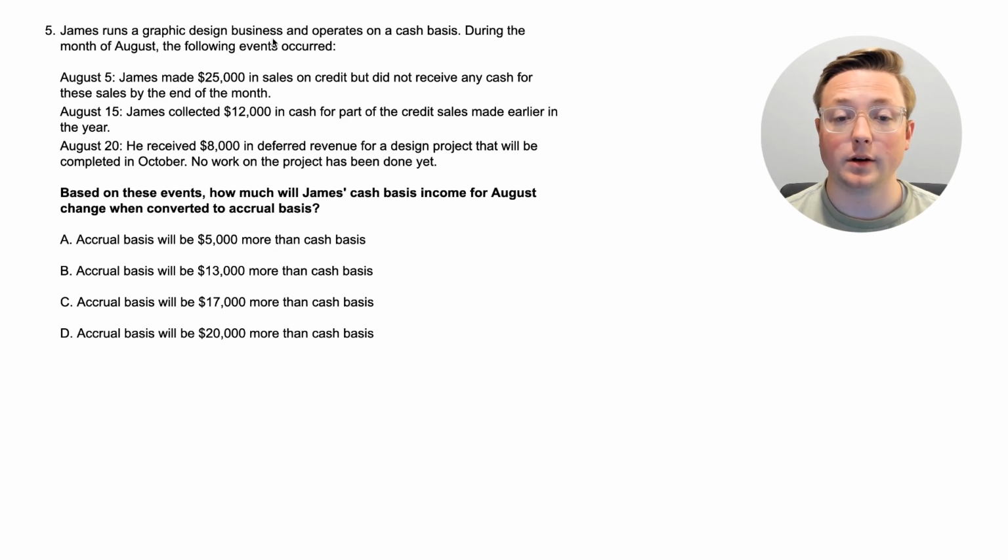James runs a graphic design business and operates on a cash basis. During the month of August, the following events occurred. On August 5th, James made $25,000 in sales on credit, but did not receive any cash for these sales by the end of the month. On August 15th, James collected $12,000 in cash for part of the credit sales made earlier in the year, so not in August, but they were made in previous months. On August 20th, he received $8,000 in deferred revenue for a design project that will be completed in October, and he hasn't done any work on the project yet.